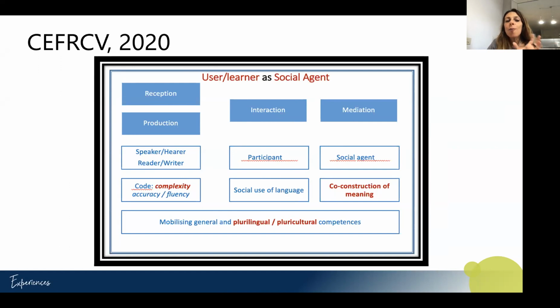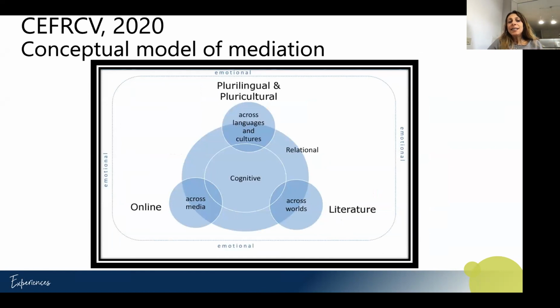So as you see, complexity is really a key word here. And this is the conceptual model of mediation defined, once again, by Enrica Piccardo, Brian North, and the group of the Council of Europe. As you can see, it is a holistic approach. I really like this image because it's a holistic approach considering the speaker from all the different perspectives, different angles. You can see emotional. So of course we are always involved emotionally.